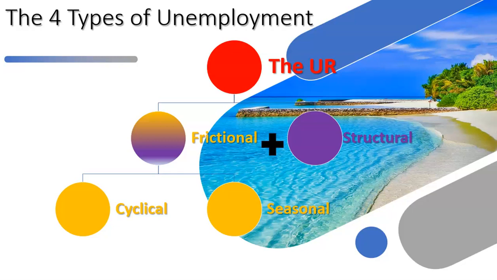Hello, welcome back. We are now on video 3 for chapter 6. And I would like to discuss the 4 types of unemployment. In video 2, we talked about unemployment and what it is. Now we're going to talk about the 4 types of unemployment.